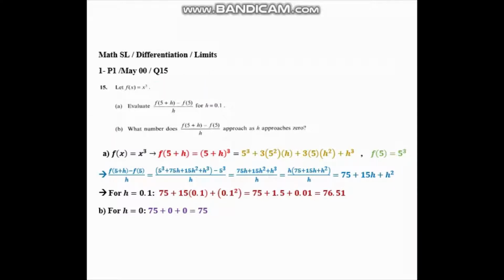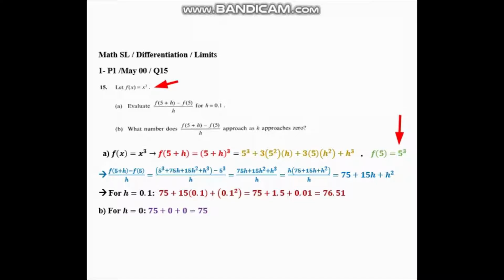So first let's get f of 5 plus h. Let's evaluate that separately. This shall be obtained by replacing the x with 5 plus h. So we need to find 5 plus h all to the power of 3. This is evaluated as 5 cubed plus 3 times 5 squared times h plus 3 times 5 times h squared plus h cubed. Similarly, f of 5 is obtained by replacing the x with 5, so this gives us 5 cubed.